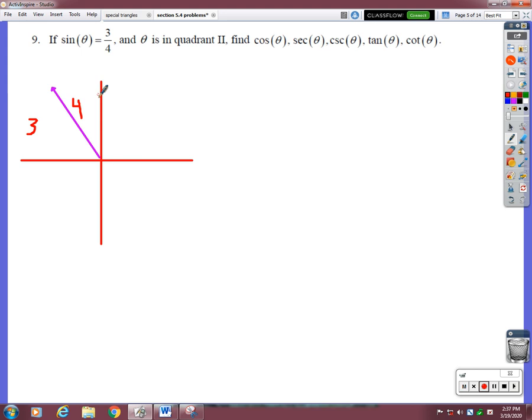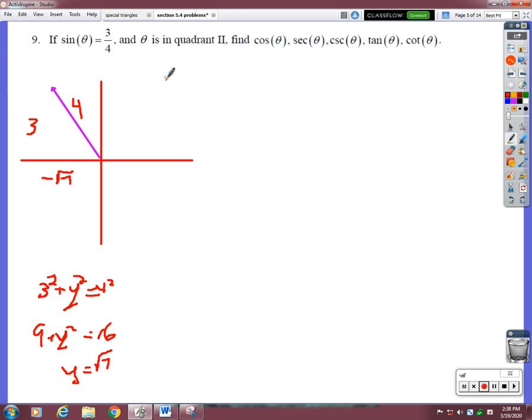So then we could use the Pythagorean Theorem to figure out that this side over here is going to be negative square root of 7. And I did that by going 3 squared plus y squared equals 4 squared. So 9 plus y squared equals 16. So y equals square root of 7. And I chose the negative because of the quadrant that we're in. Okay?